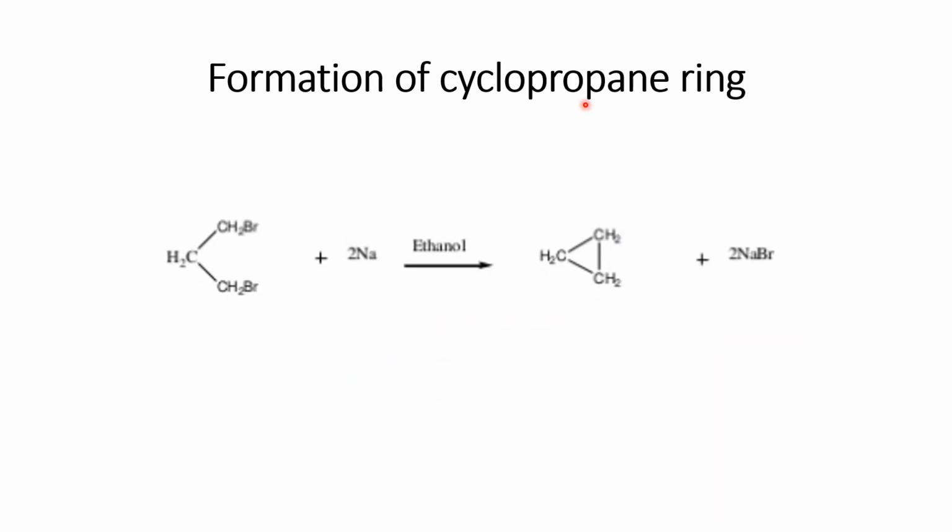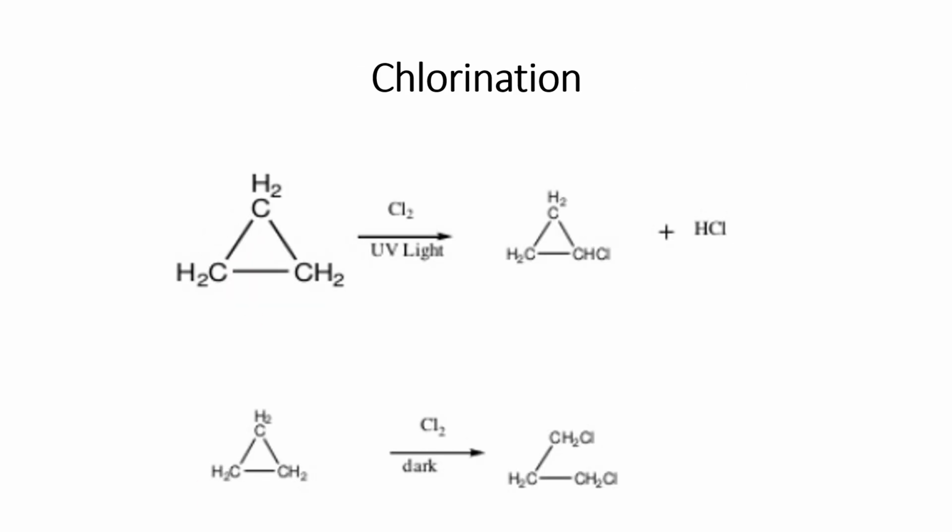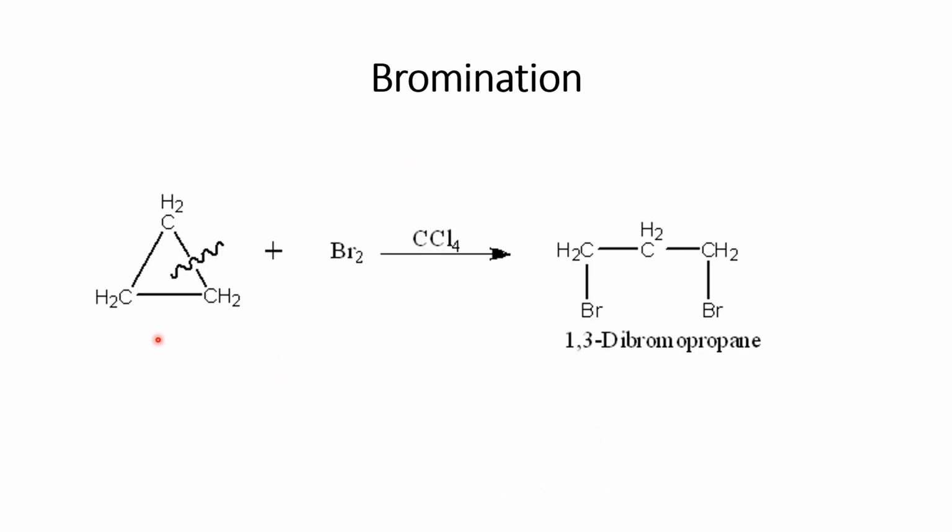So formation of cyclopropane ring with the sodium, how cyclopropane is produced, from 1,3 dihalides. Cyclopropane on chlorination forms 1,3 dichloropropane. The reaction takes place in dark as well as in presence of light. And then bromination, the bond is said to be cleaved here, broken here, so that you will get 1,3 dibromopropane.